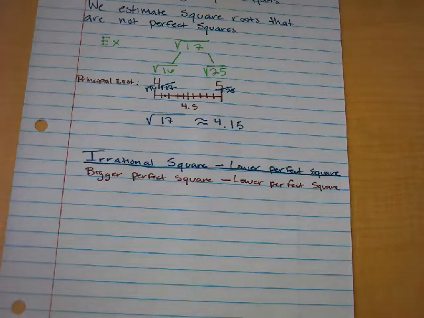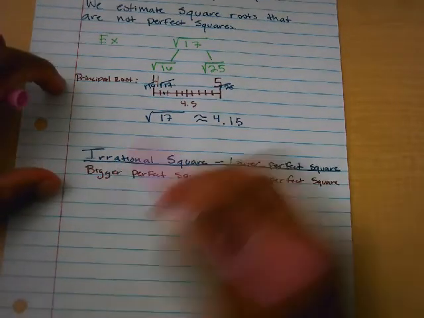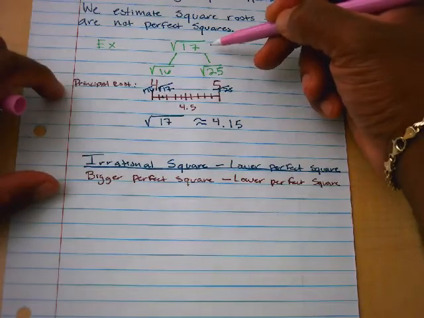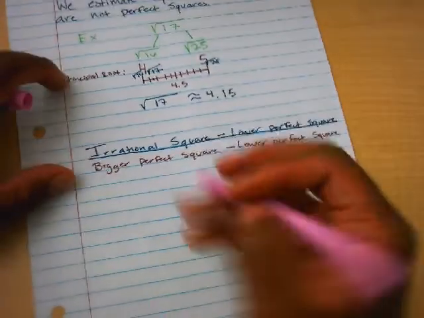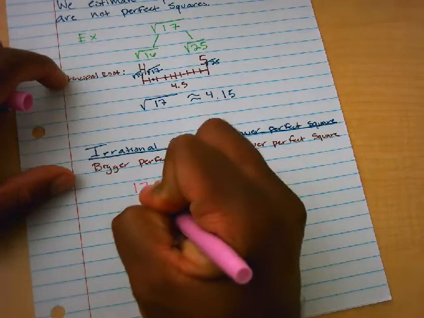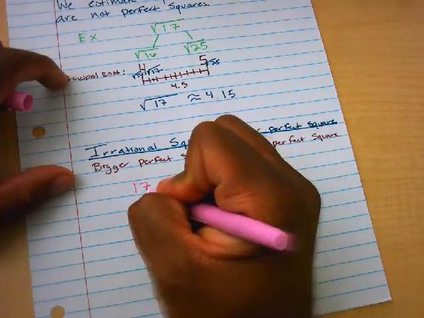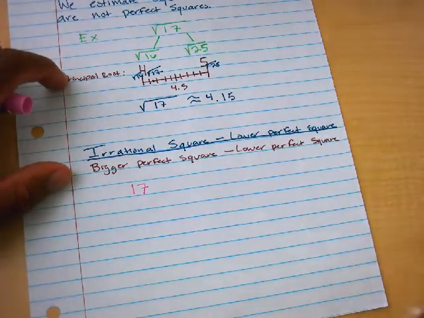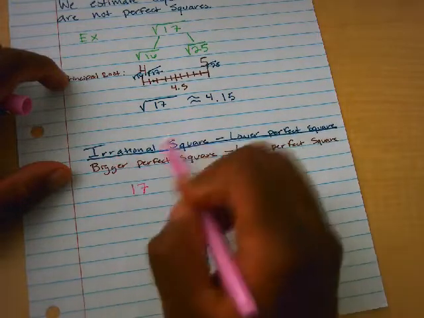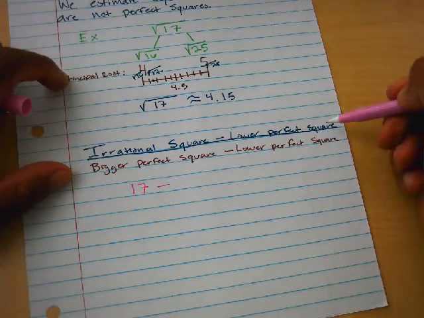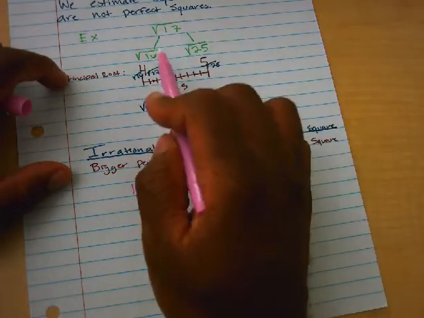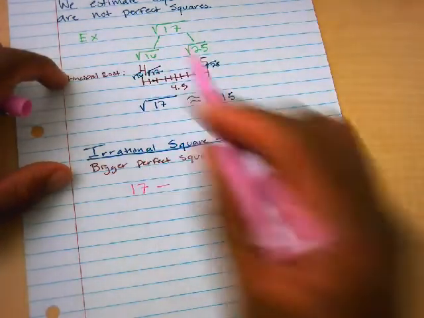This is a bunch of words. What does it look like? Well, it looks like this. We have the irrational square. That means this one right here. It's irrational because it's not perfect. So we have the 17. So we're going to put 17, right? That's my irrational square, not perfect square. This is my irrational square. And then we subtract the lower perfect square. So we come over here. This is the lower perfect square. So we subtract 16.